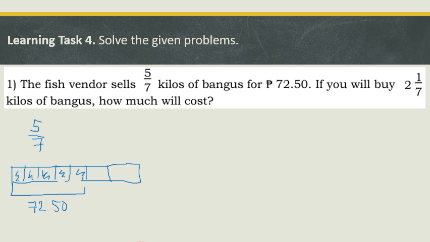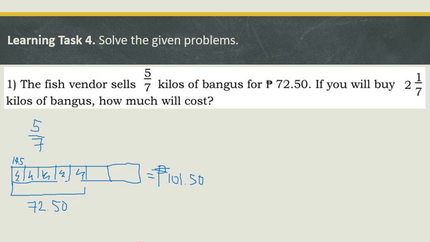So, ilang kaya kada isang kahon ito? Yung 72/50 dun sa 5. So, divide natin 72.50 sa 5. So, kada isang box ay naglalaman ng 14.5. Okay? So, kung 14.5 yung kada isang box, so ito ay 7 box, so ilan kaya yung 1 kilo? So, multiply nyo yung 14.5 sa 7. So, ang 1 kilo po ay nagkakahalaga ng 101 pesos and 50 centavos.